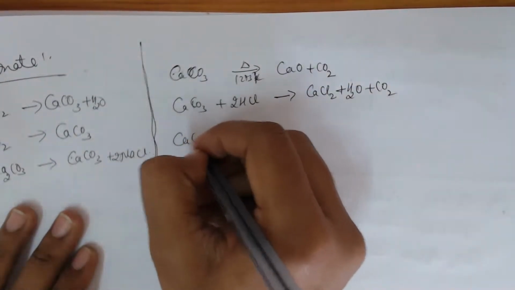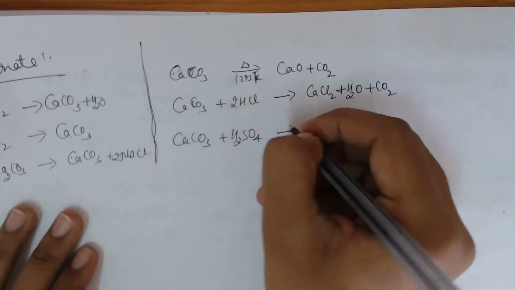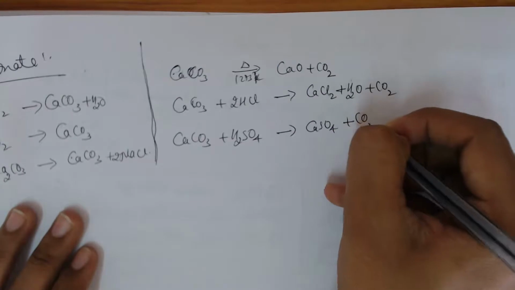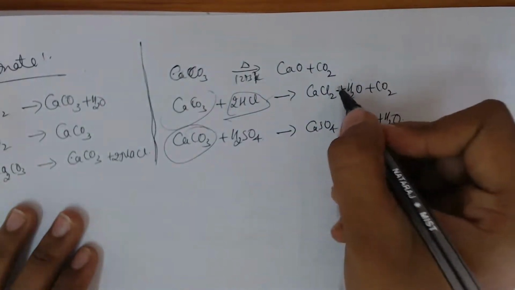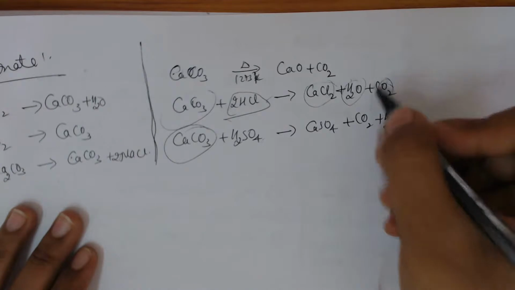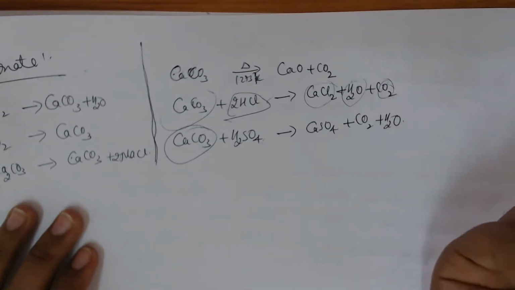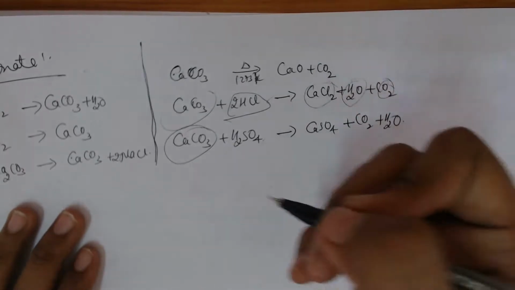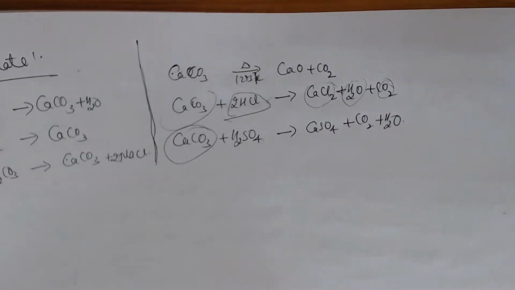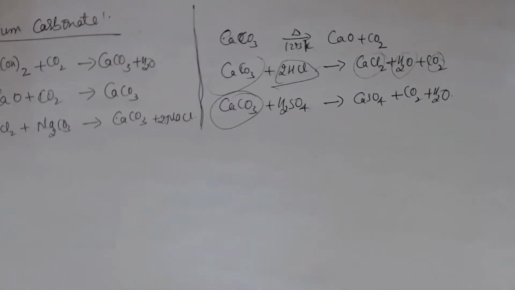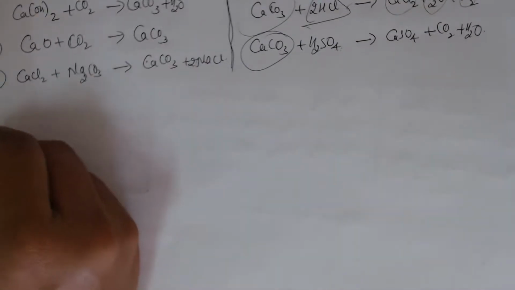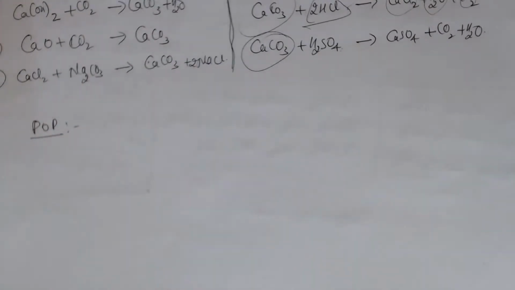If CaCO3 is treated with sulfuric acid, it forms CaSO4 plus CO2 plus H2O. If any carbonate salt reacts with acids, it forms a salt as well as water and carbon dioxide. These are the chemical properties of calcium carbonate. It is used as a building material, and as a flux, a chemical used to remove impurities in the extraction of metals in the metallurgical process.